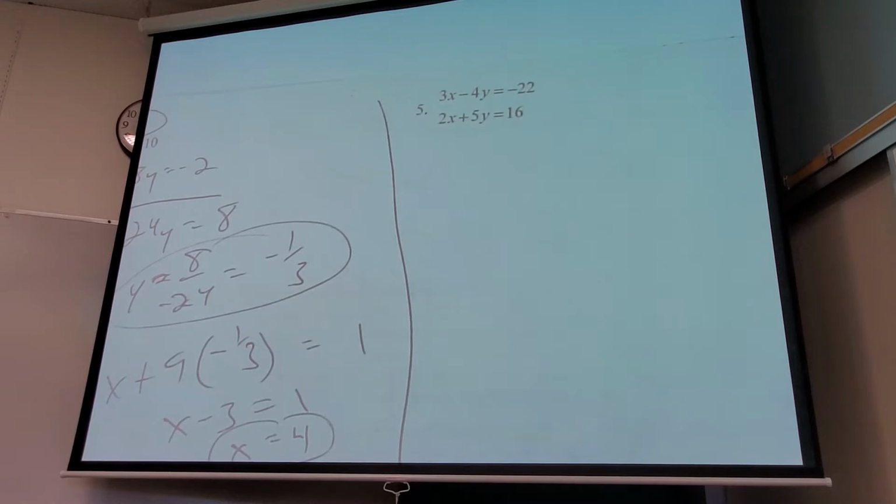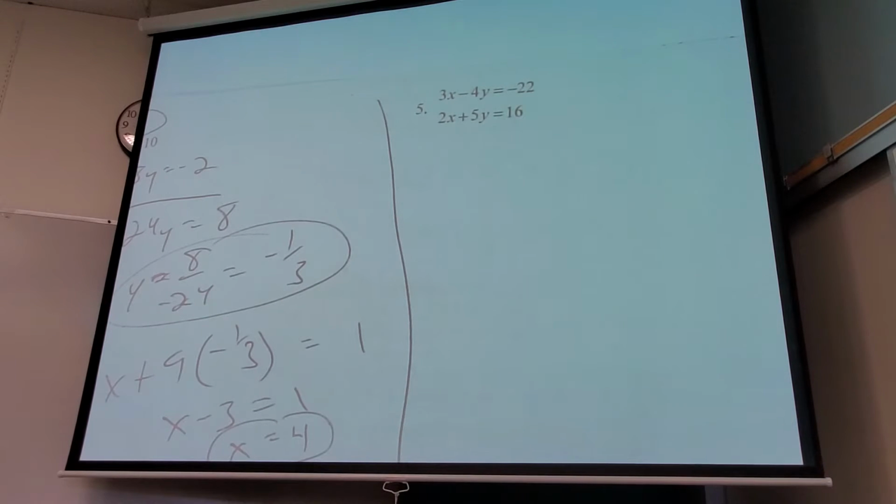It really doesn't matter. If you wanted to kill the x's, if you multiply the first one by 2, you have to multiply the second one by -3. Do you guys see that? To make the x's have opposite signs. Because what's the whole point of elimination? I want to set it up so when I add them, something cancels. So if I do attack the y's, what do I multiply the first guy by?